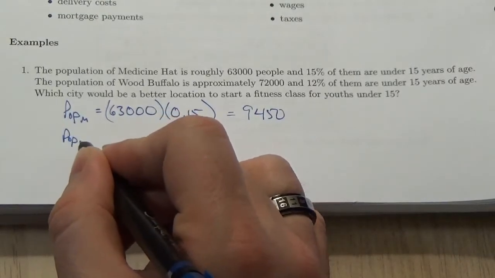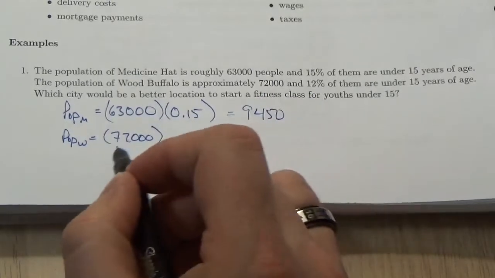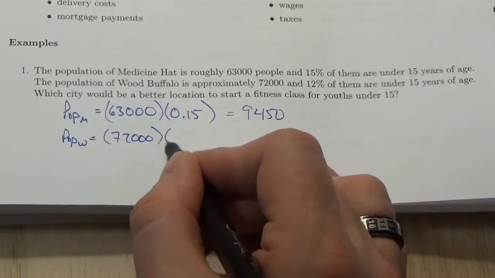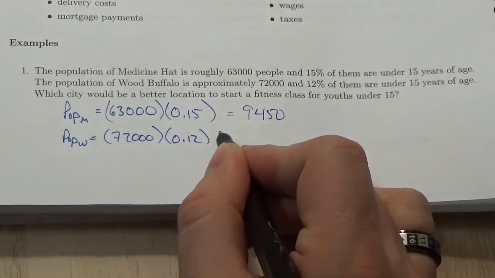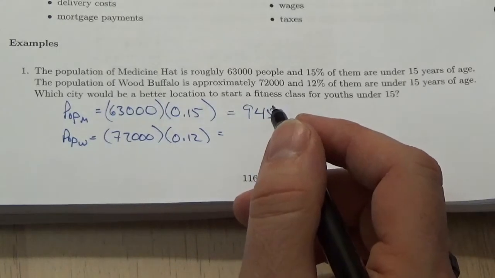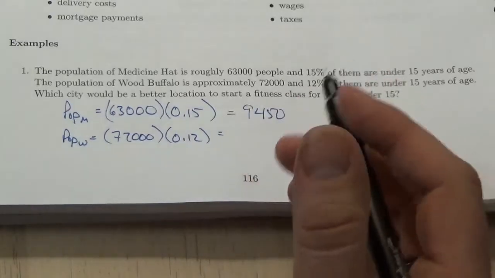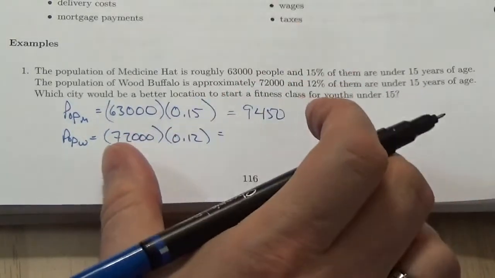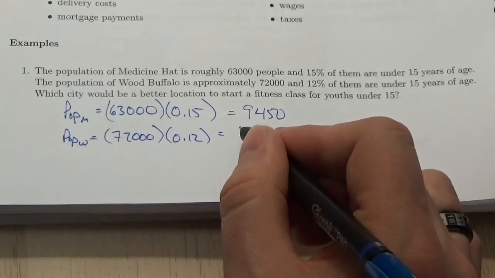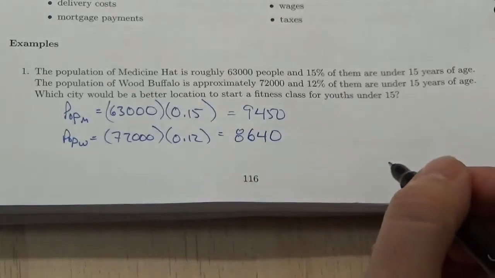Now we're going to take a look at the population at Wood Buffalo, which is 72,000. Now, on the face of it, 72,000 people sounds like a better place to go, simply because the population is larger. But that doesn't always mean that there's more people there, and in fact, more people of the target population there. In fact, because only 12% of them are under 15, that gives us just 8,640.